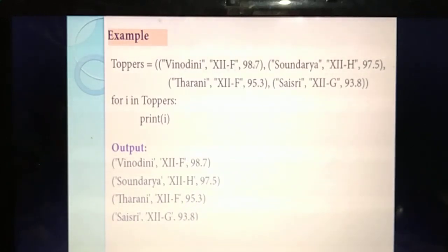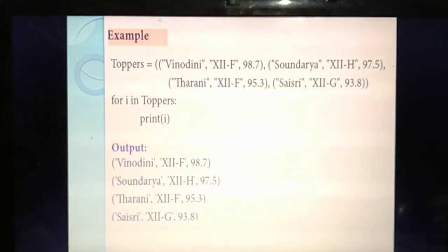So Vinodini, 12F, 98.7, this is one tuple. Then the next one is the second element, then the third one is the third element, 4 elements. Okay. So each tuple it will consider as one element. So how many elements are there in this tuple Toppers? Totally 4 elements. Understand? So how do you need to access all the elements from the tuple? Which loop will you use? For loop.